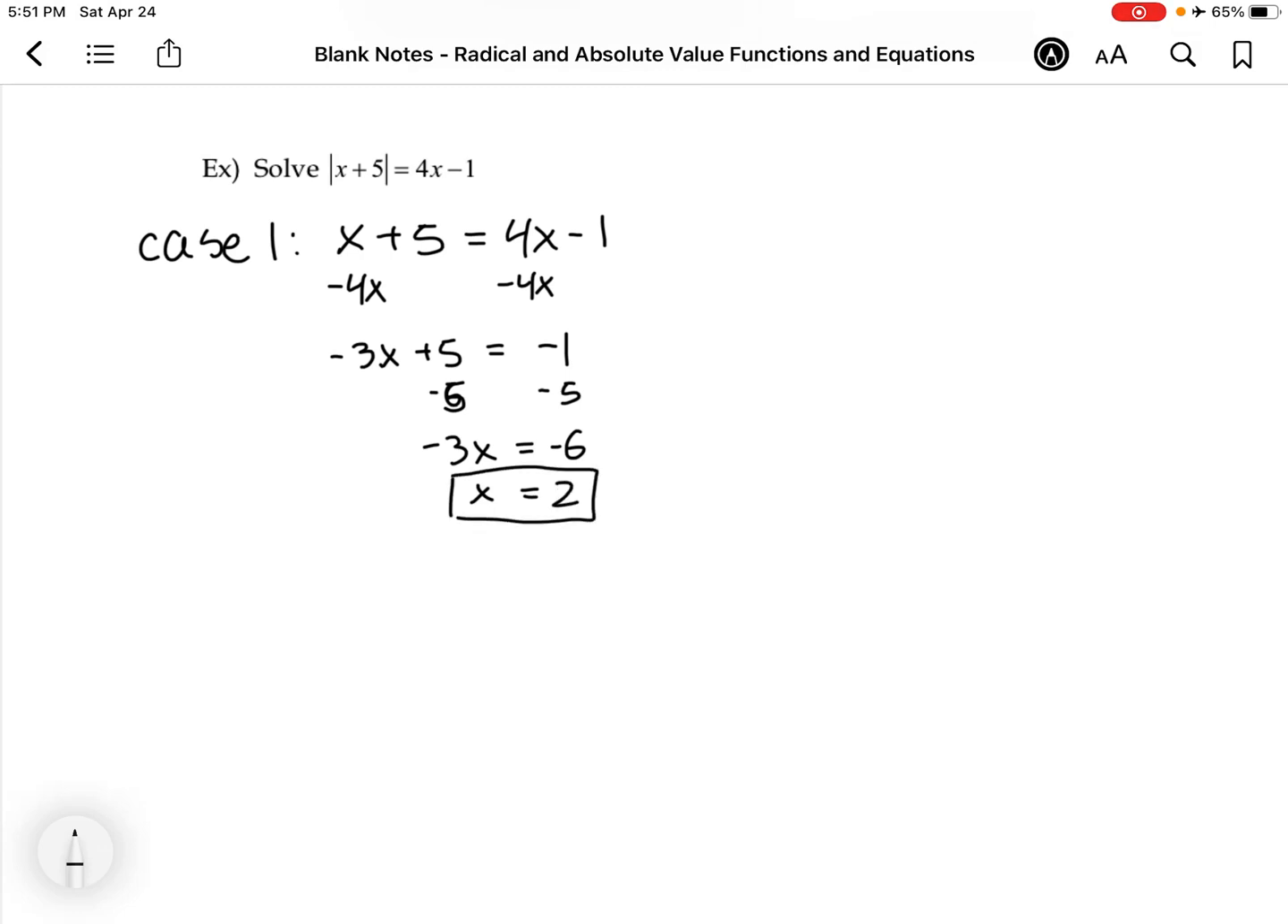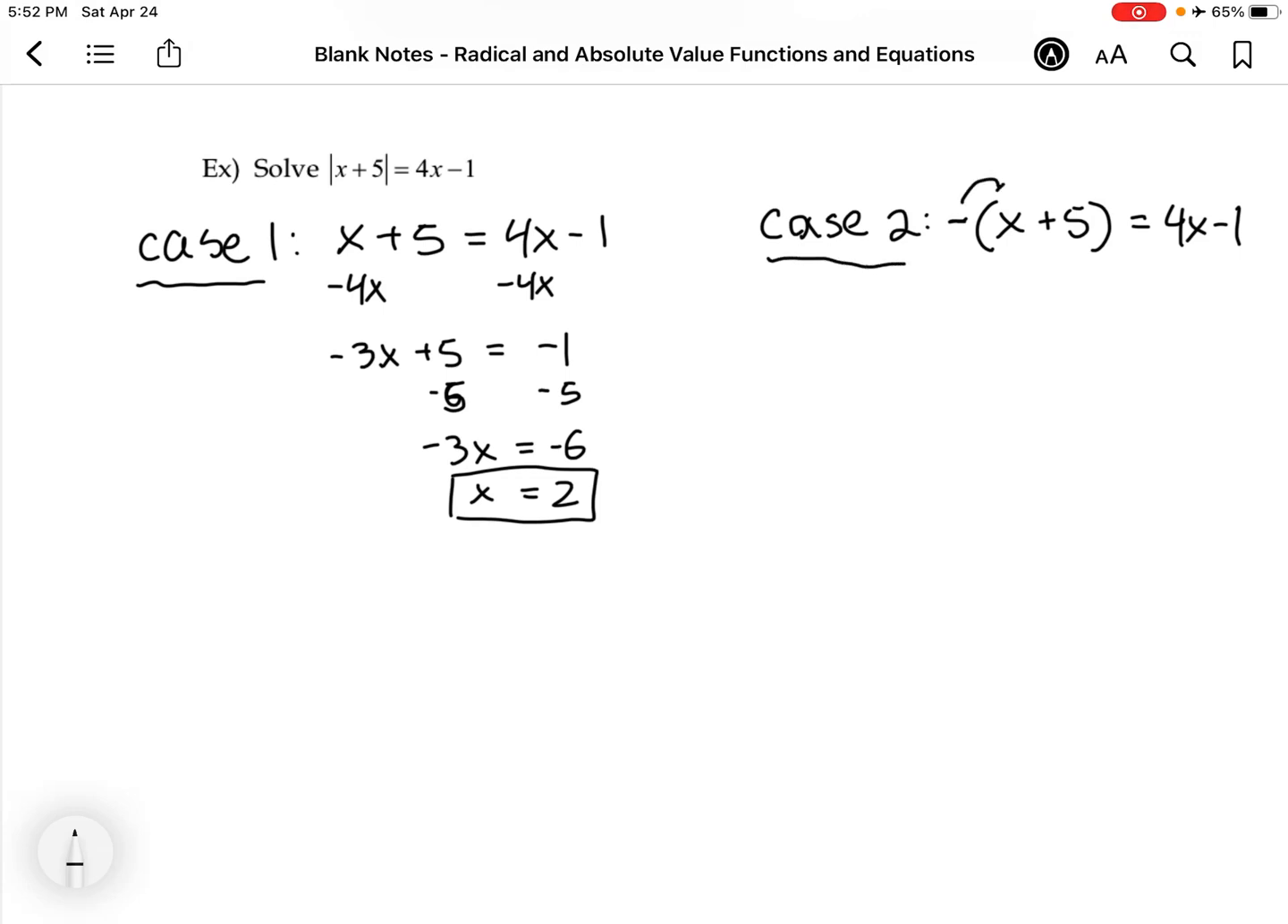So that's case 1. Case 2 is that the value inside the absolute value symbols was negative. If that's the case, then the absolute value function will put a negative symbol in front of the negative value to make it positive. And so what we would have is that negative (x plus 5) equals 4x minus 1. Okay, because if the x plus 5 is already negative, and then I put a negative sign in front of it, that will make the whole thing positive, which is what the absolute value symbols do. And so we have to solve that as well. So here's case 1, here's case 2.